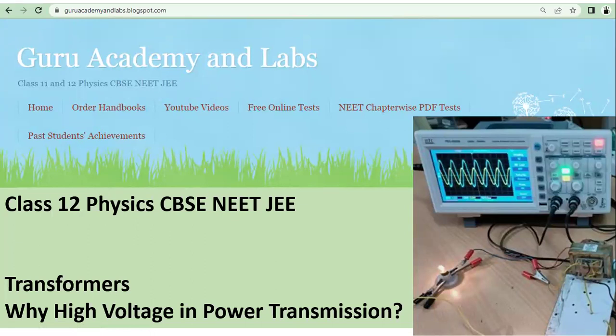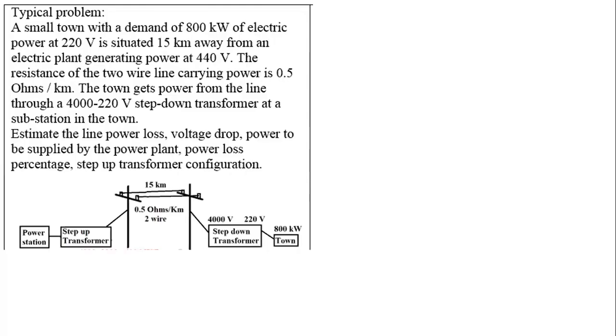Hello everyone. Today I wanted to talk about transformers, why we use high voltage in power transmission lines. So that's the topic I have taken today. Let's look at this problem. Even though the problem might look a little bit lengthy and complicated, it's actually a very easy one, with simple formulas.